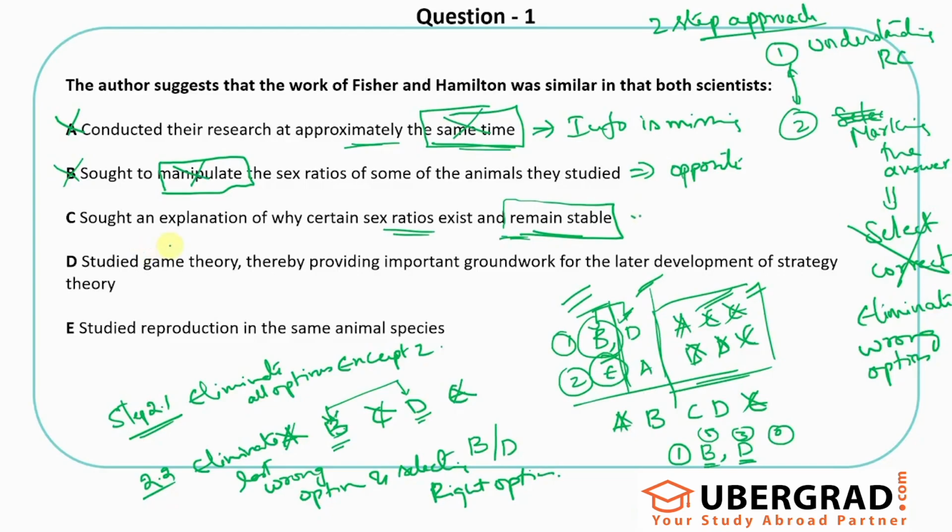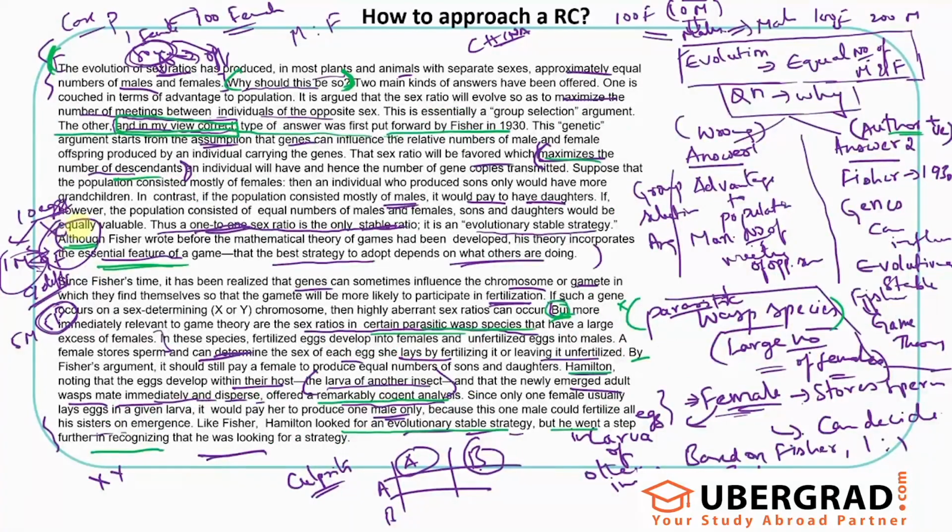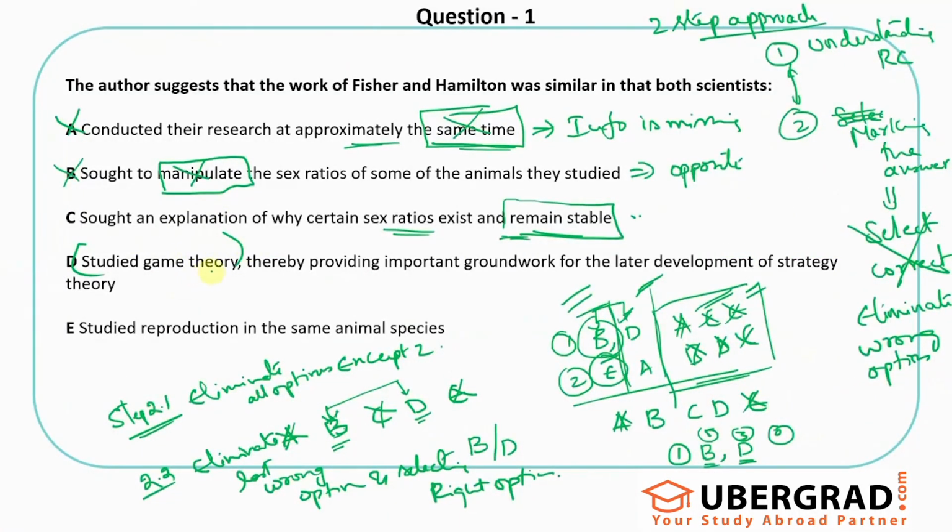Studied game theory, thereby providing important groundwork for the later development of strategy theory. They did not study game theory. Fisher wrote something similar to game theory, which incorporates the essential features of a game theory, but Fisher did not study game theory. He did not build the game theory. While he was researching, game theory wasn't even there as an existing part, and they did not do anything related to the strategy theory. So it's absolutely wrong. They did not study the game theory at all. They were studying these sex ratios and the stability of that.